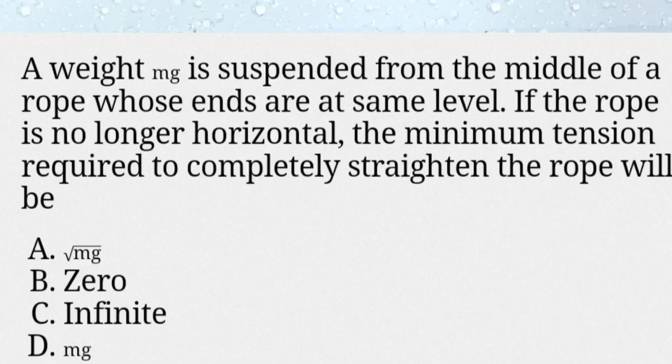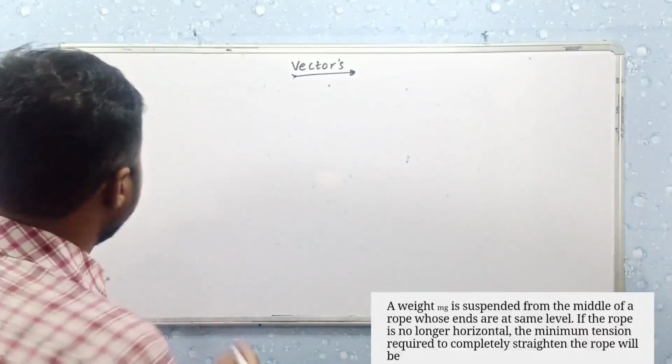A weight mg is suspended from the middle of a rope whose ends are rigidly clamped at the same level. The rope is no longer horizontal. What is the minimum tension required to completely straighten the rope? We have to find what tension should be required to straighten the rope.